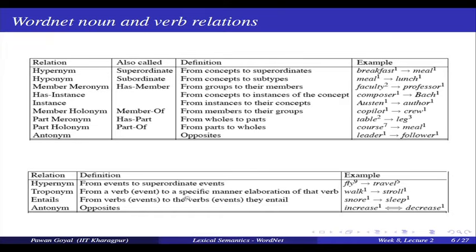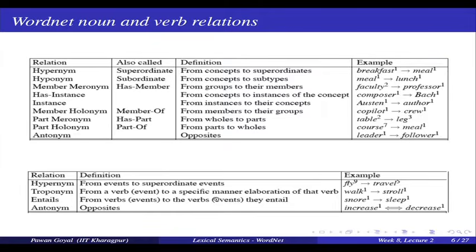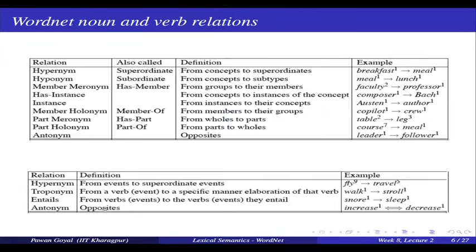Troponym, from a verb to a specific manner for that verb, like walk and stroll. Stroll is a particular manner of walking. There can be an entailment relation also from verb to the verbs that they entail, like snoring and sleeping. So I will say snore entails sleeping. This is also a relation that is captured in WordNet. And then there can be antonyms for the opposites. Increase and decrease are antonyms of each other.